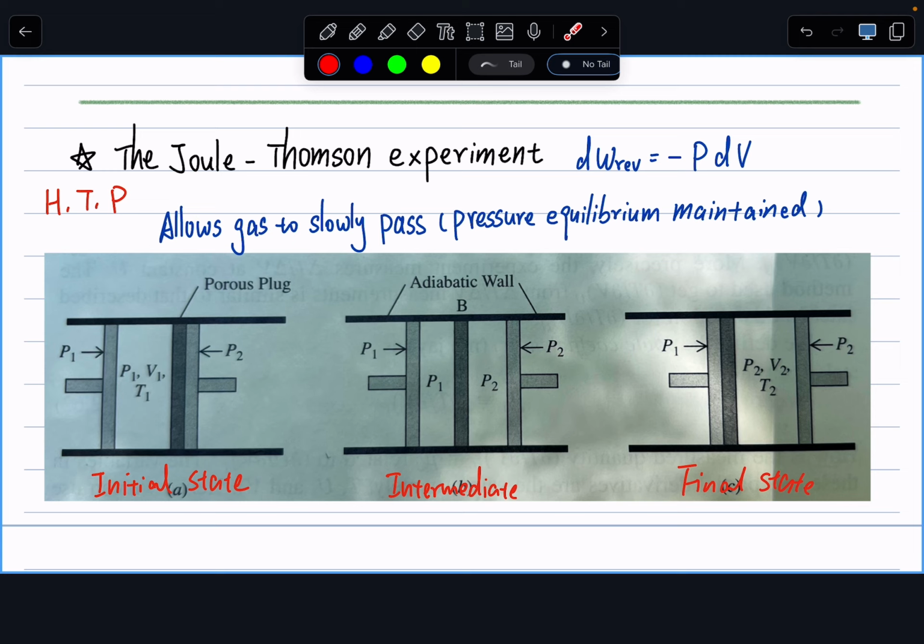Now, within the chamber, we have a porous plug. When we say this is a porous plug, we set it to be a special kind of material that allows the gas to pass through, but only at a very slow rate. So only reversible PV work is allowed in this process. Okay? And then here, we manually set P1 to be larger than P2. So at the initial state, the gas is all in the left chamber, but since P1 is larger than P2, it's going to slowly move to the right chamber along the process.